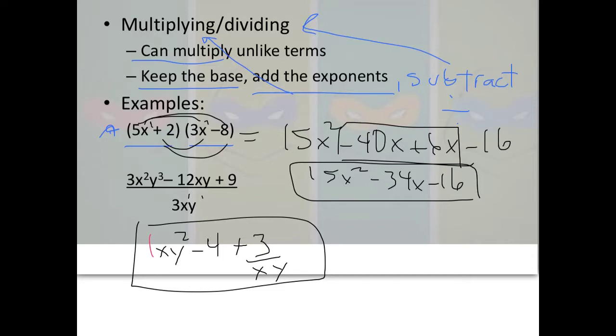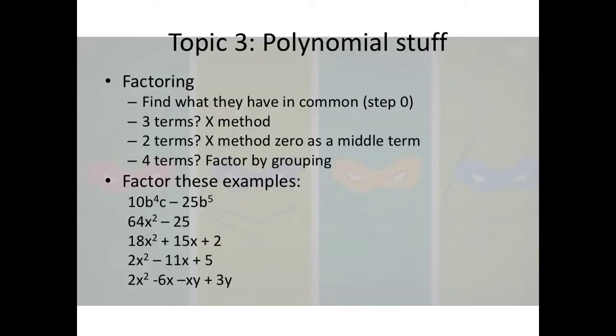If you did, awesome. And this third topic that has to do with polynomials is factoring. Okay, factoring is kind of a big one. We worked a lot on that this year. Factoring, what you're trying to do is find what the terms have in common. I called it step 0 because before you do anything in these other ones, no matter how many terms, first find what they have in common. If they have something in common, you factor out the greatest common factor. You do that, find the greatest common factor between all your terms, and then just divide it by each term.